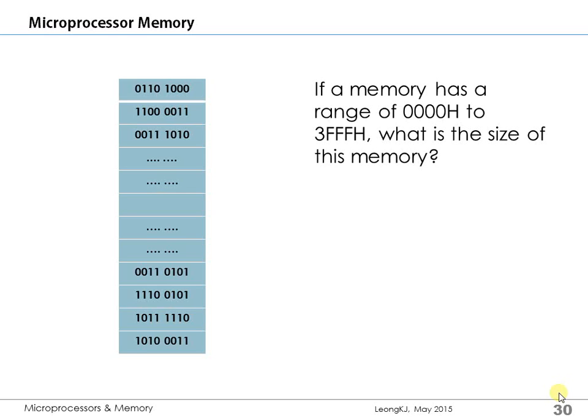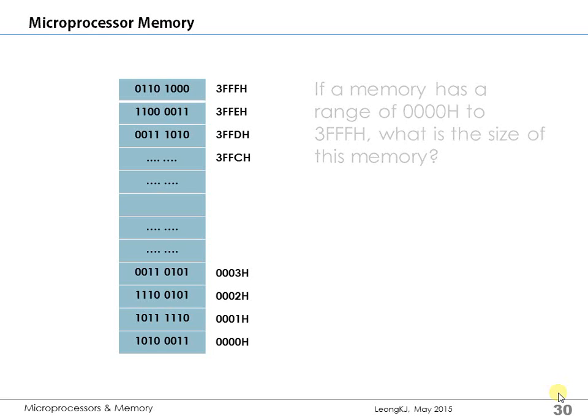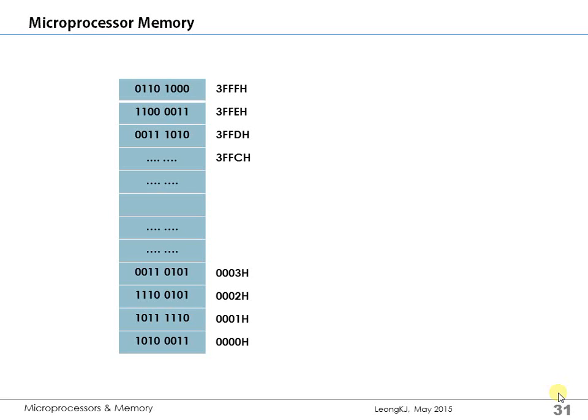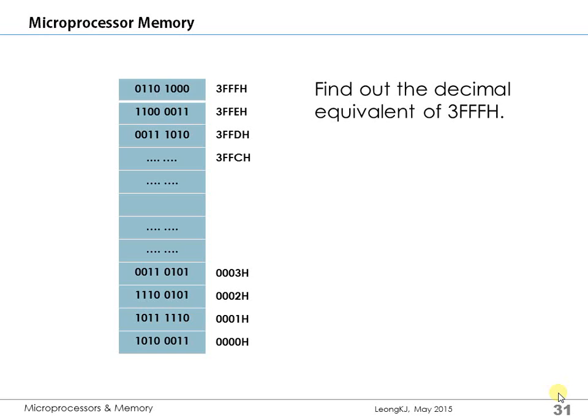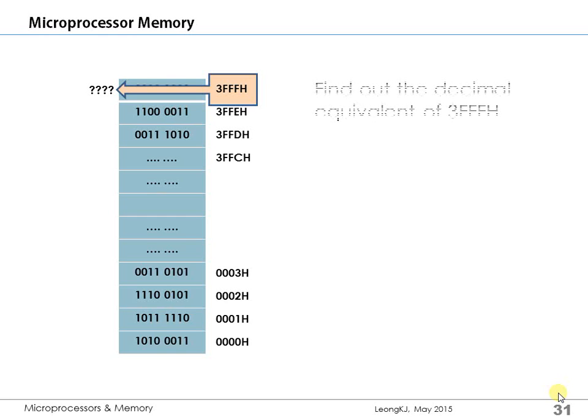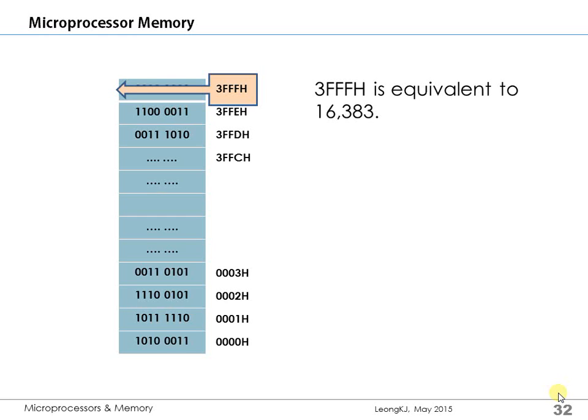If a memory has a range of 0000 to 3FFF, what is the size of this memory? Find out the decimal equivalent of 3FFF. You can use a calculator to do this. 3FFF is equivalent to 16,383.